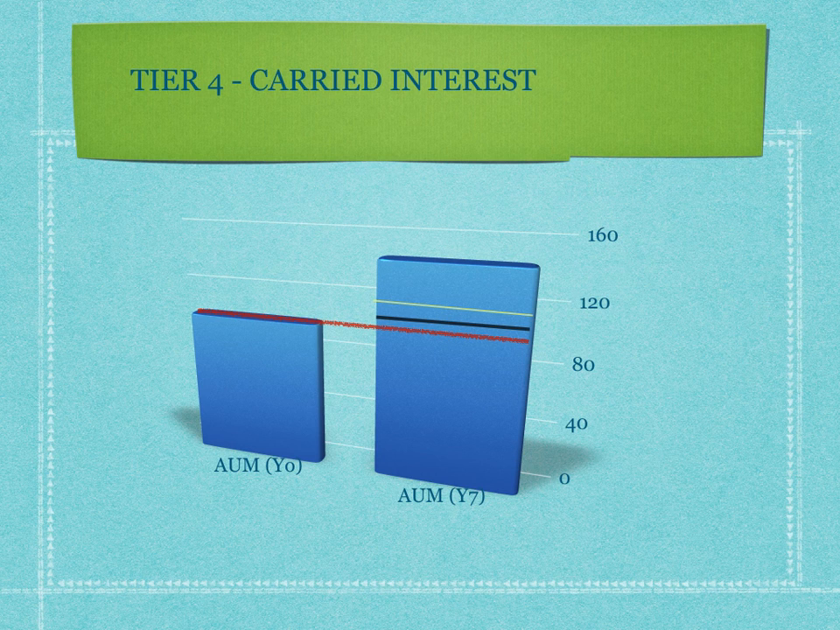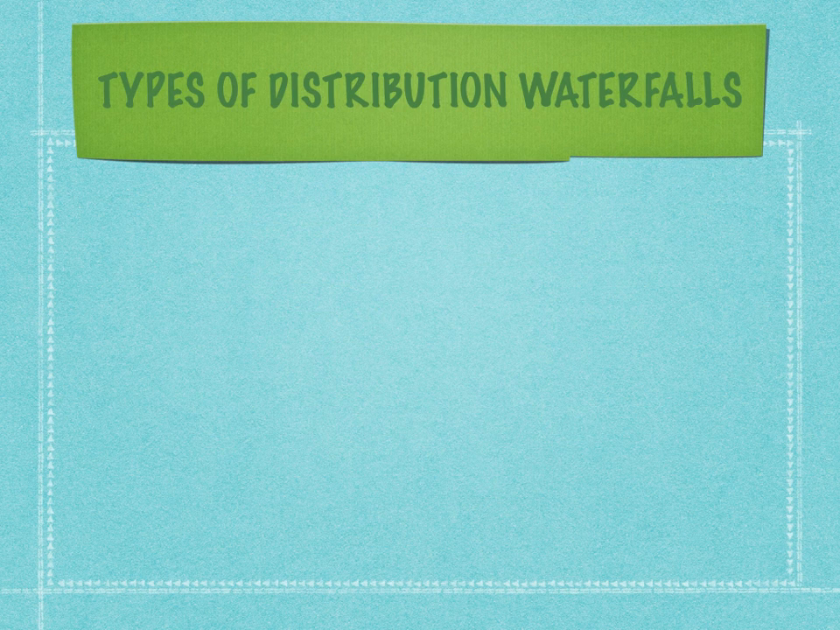So these are the 4 tiers. The first one is the return of capital, the second is pref, the third is catch-up tranche, and the final one is the carried interest.